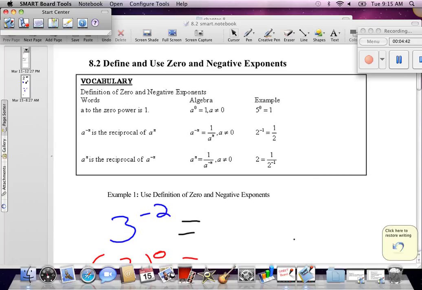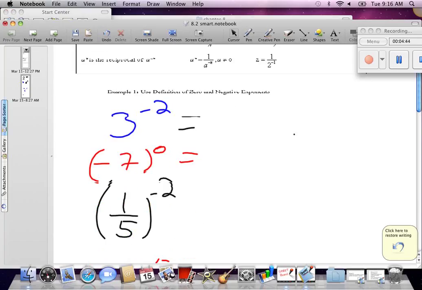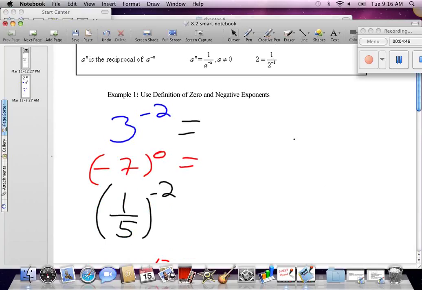There we go. Okay. So example 1. 3 to the negative second power. Melissa, what's the first thing I have to do? Flip it. So instead of 3 over 1, it's going to be 1 over 3, and then this magically becomes positive. Okay? So what is 3 squared? 3 times 3. Remember, it's not 3 times 2, it's 3 times 3. 9. So now it becomes 1 over 9.